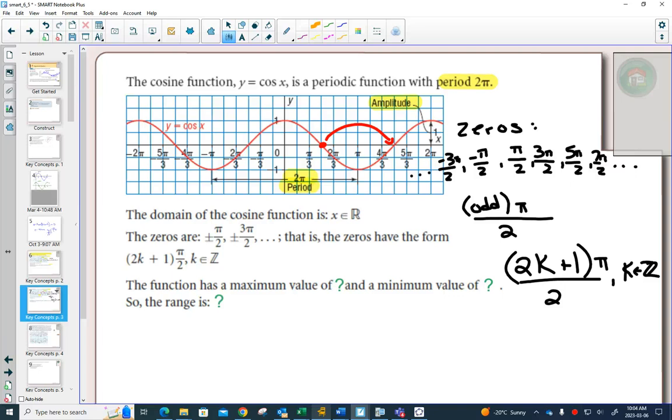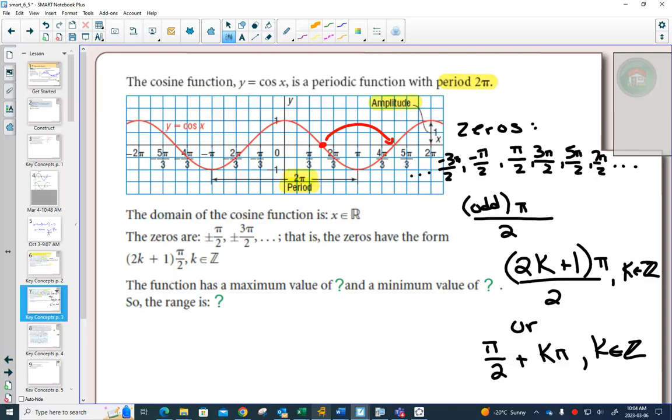So another way that you could write all of the zeros is you could start with one of them. So let's start with pi over 2. And then add or subtract pi as many times as you like. So if we're at pi over 2, and we add pi as many times as you want, you will always end at either the top or the bottom of your unit circle. So we could also write the zeros as pi over 2 plus k pi.